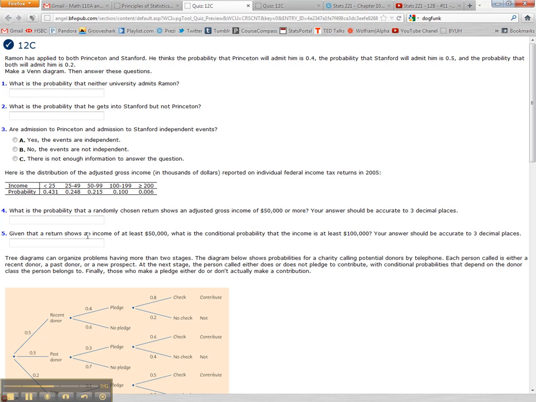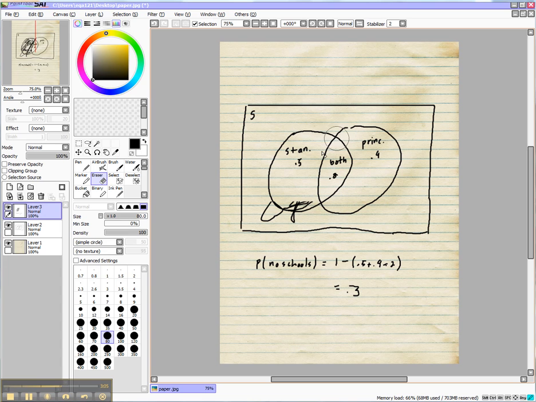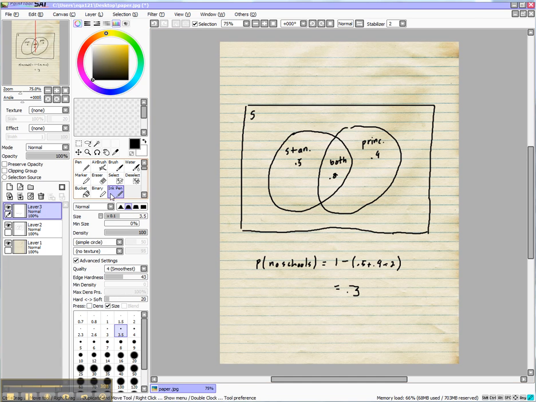Number 2 is asking what is the probability that he gets into Stanford but not Princeton. This is an easier question. It's just asking for this whole thing right here. I don't know if you can see that. Sorry for the bad drawing. Let me erase that. Alright, so just the Stanford part. So you're going to have to subtract this entire circle right here. Right? So how do we calculate that?